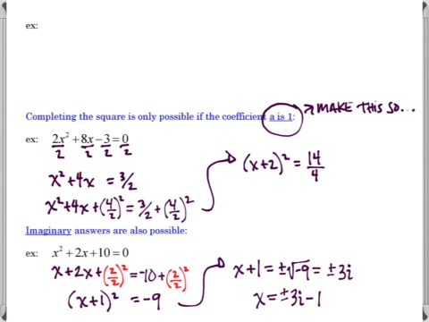So we have different things that can happen, right? We can factor it and get solutions that are integers, and that's great because that's easy. We can complete the square, and we can either get rational numbers, we can get irrational numbers, or we can get complex numbers. All right. We doing okay? Okay. We'll get some practice.